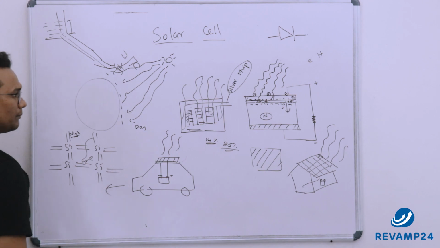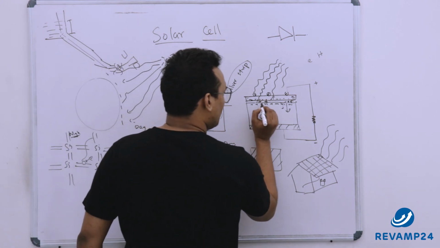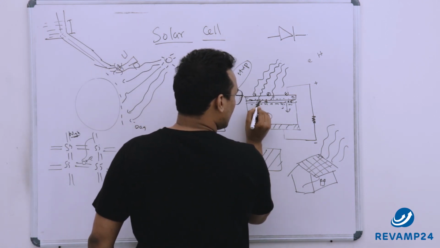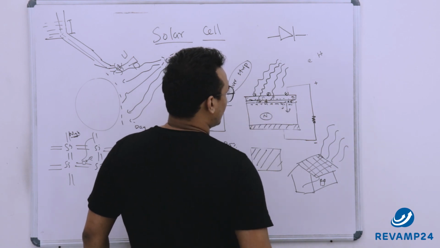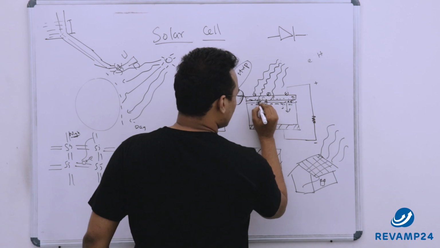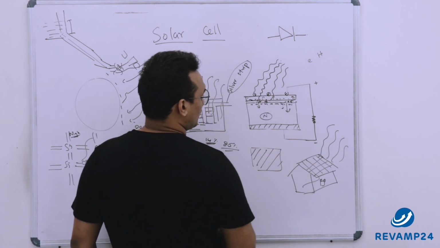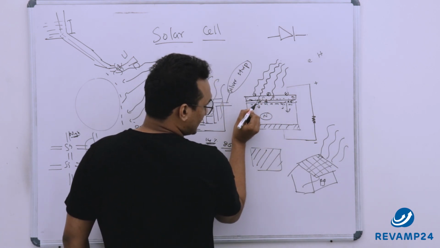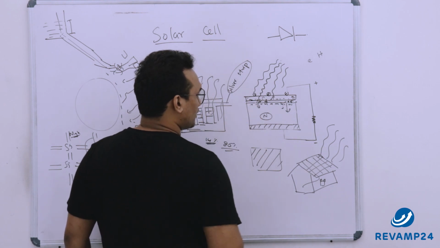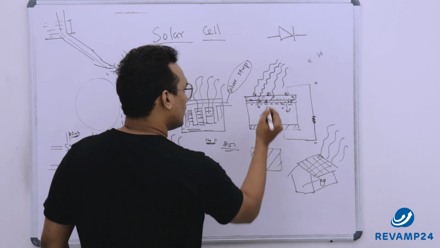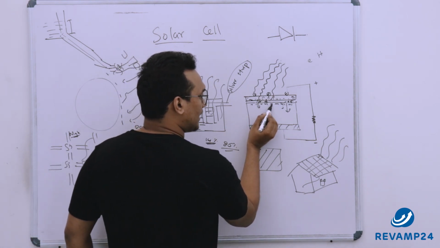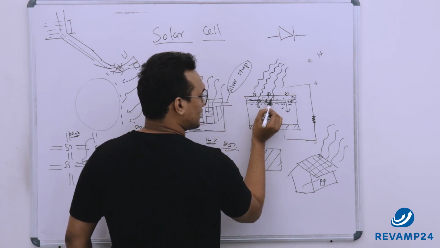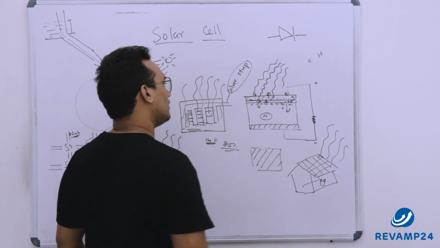This will try to recombine, but what will happen? Immediately as they are generated, these holes are pushed to p-type and these electrons are pushed to n-type, because electrons will be repelled by the negative charge and also be attracted by the positive charge. It will come down and holes will go up, because these are repelled by the positive charge and attracted by the negative charge.